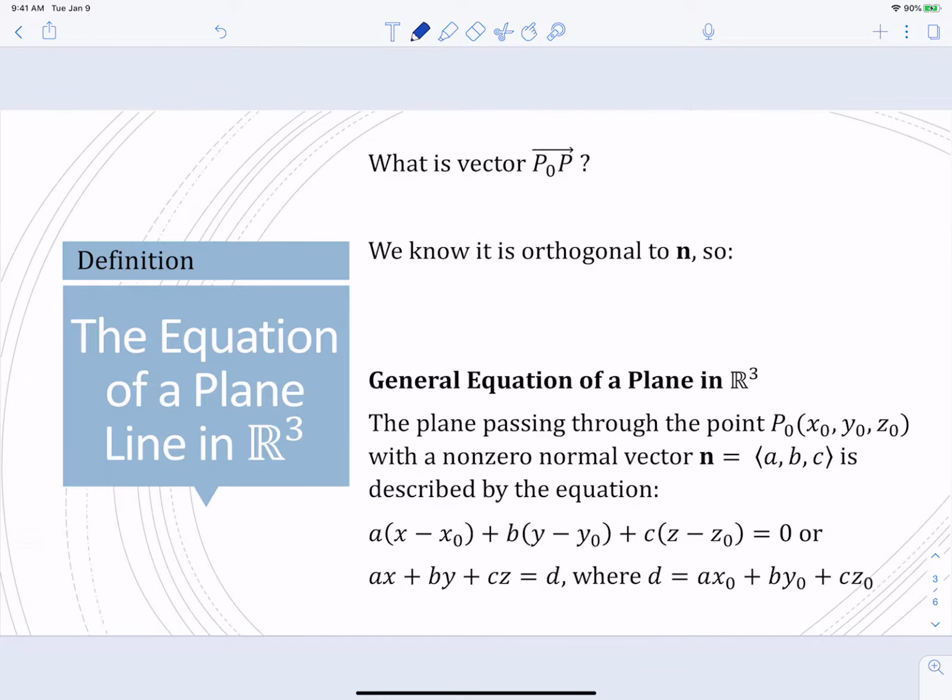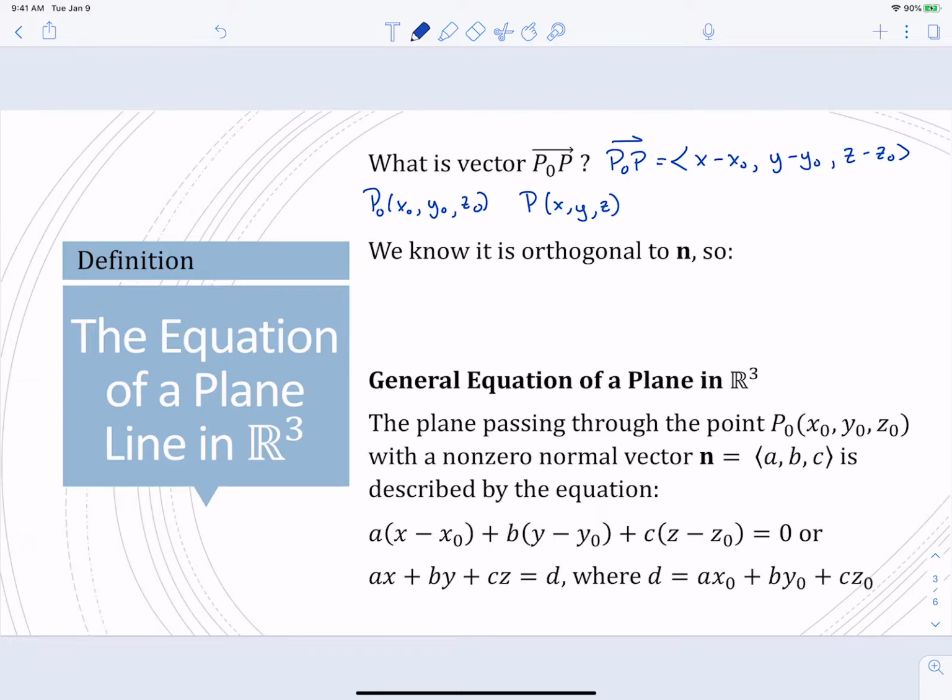So, all right, what is this vector, p sub 0 p? What is that going to look like? Well, the point p sub 0 is x sub 0, y sub 0, z sub 0. That's a specific point. Those are going to have numbers there. When we've got those subscripts, that means it has numbers, and p not having subscripts means that's going to be a variable, some random point on our plane. And so this vector is going to be x minus x sub 0, y minus y sub 0, z minus z sub 0, those component parts being subtracted. We've done this a lot.